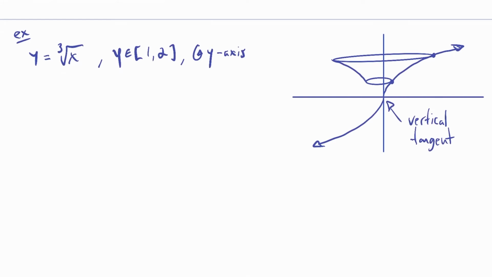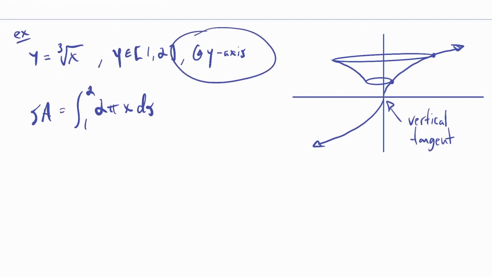So I'm going to want to do the integral from 1 to 2 of the surface area formula 2 pi x ds. Now, which ds do I use? Do I want the differential with respect to x or with respect to y? Since I'm revolving around the y-axis, I probably should do dy. It turns out with this example you could do dy or dx. So we'll do both, but I'll do dy first.